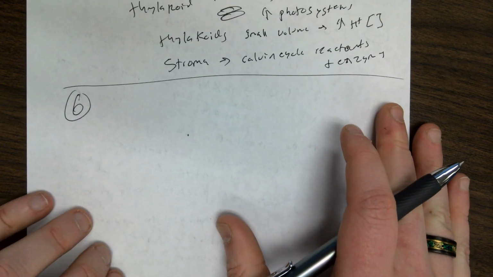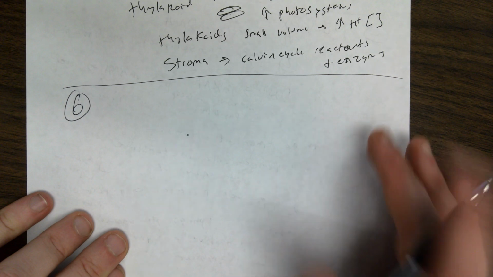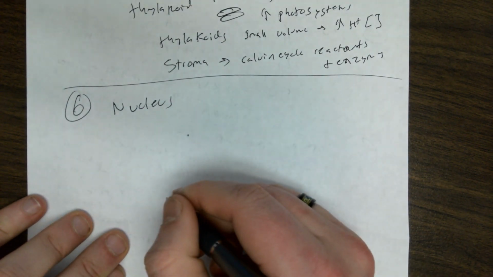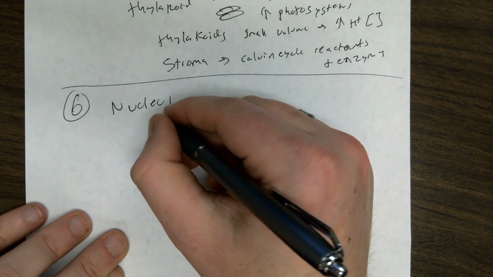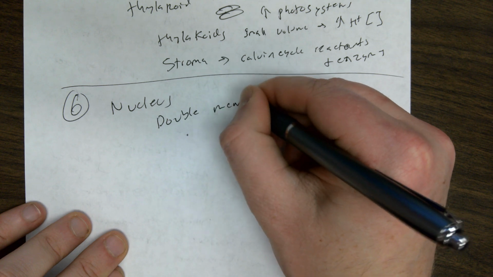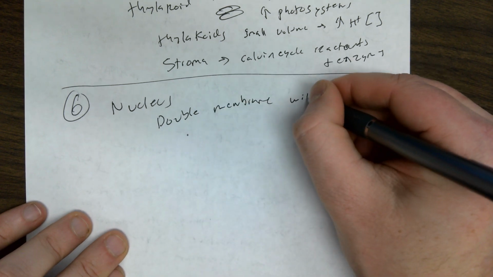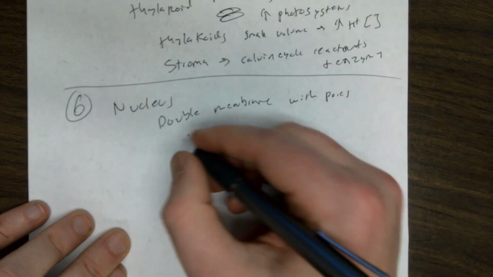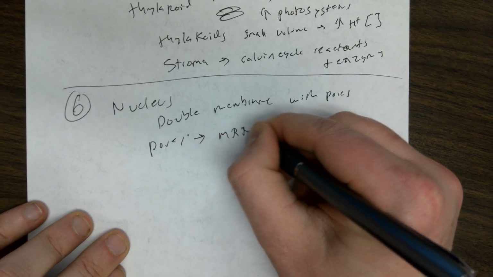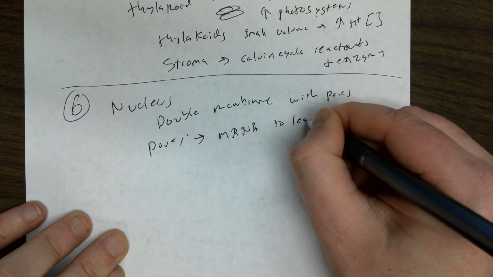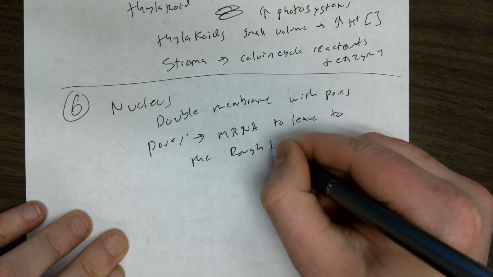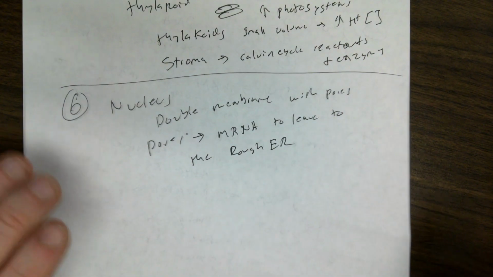6. Back to the nucleus again. Nucleus. So it has a double membrane with pores. Pores allow for mRNA to leave to the rough ER. They also allow it to just leave in general.